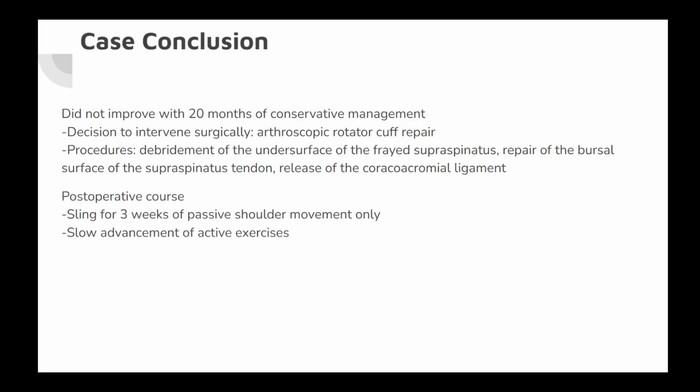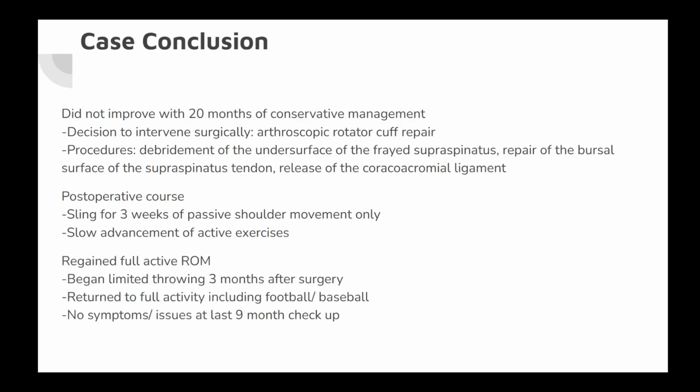He was in a sling for about 3 weeks with passive movement only, slowly advancing his active exercises. He eventually regained full active range of motion. He began a limited throwing program at about 3 months, and about 6 months had returned to full active baseball and football with no restrictions. And at his last 9-month follow-up, he was doing great. He had no symptoms and no issues.